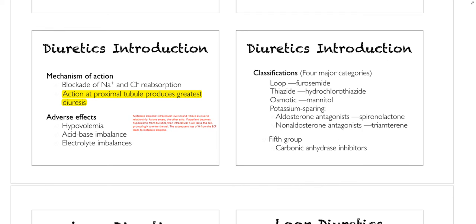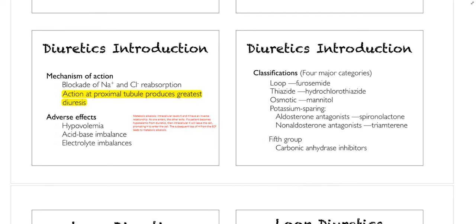So obviously, if we do diuretics too well, then we lose a whole bunch of fluid, leading to hypovolemia. With diuretic use, there's also the potential of influencing acid-base imbalances, specifically metabolic alkalosis, as I was mentioning earlier. So we've got the intracellular levels of potassium and hydrogen ions, and they've got that inverse relationship. As one enters the cell, it's going to shuttle the other one out in the same proportion, basically.